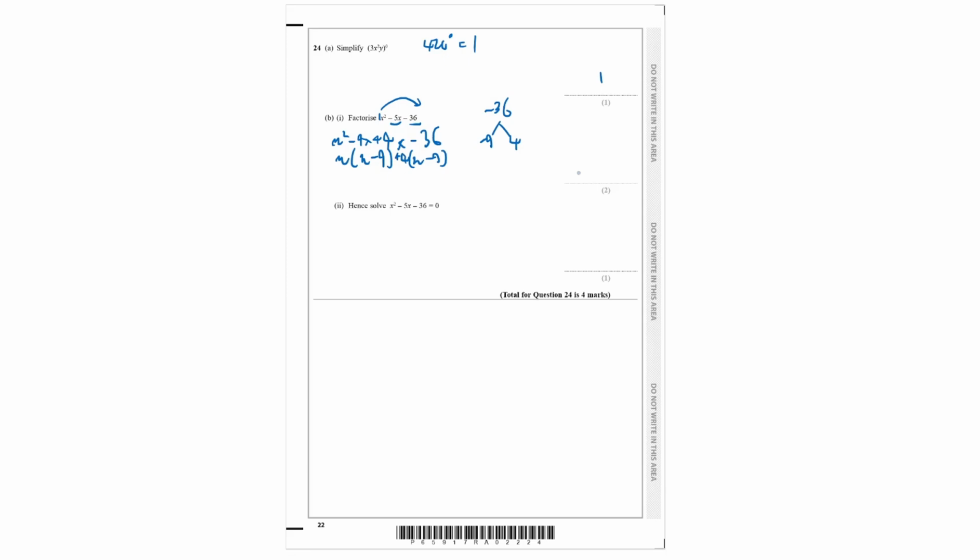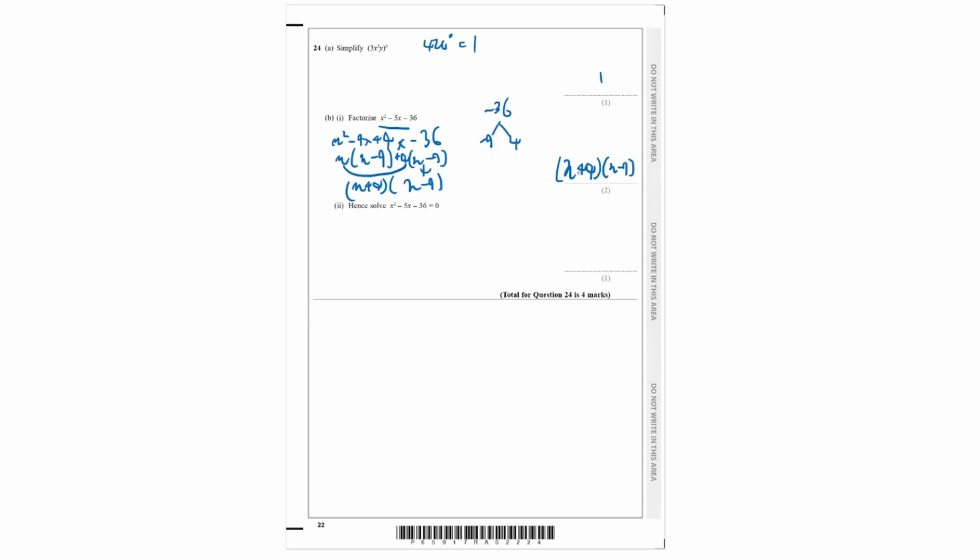So now we can combine these. So we have x plus 4, and we have this, which is x minus 9. So we have x plus 4 and x minus 9. And if we multiply out these brackets, we simply get this equation. Hence, solve x squared minus 5x minus 36 is equal to 0.